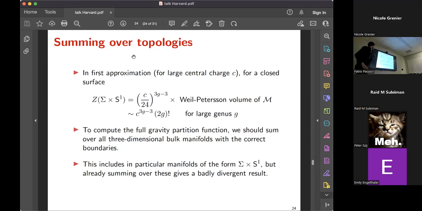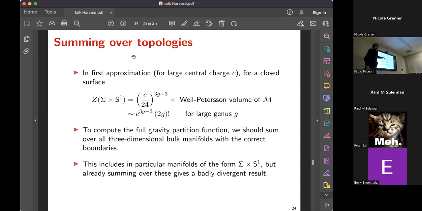Now to compute the full gravity partition function, what we should do is sum over all the three-dimensional manifolds with given correct boundaries. So this is the case here without any boundary, but it's relatively simple to also include boundary. In particular, this includes these manifolds that we're discussing here, but also other manifolds, like, for example, circle bundles over Riemann surfaces, or you could imagine much more complicated things. But already you see, if you try to sum only over those manifolds, you get a very badly divergent result. This gives this (2g)! divergence, and it gives it with a very large coupling constant in front.